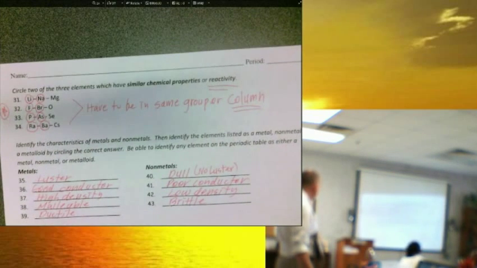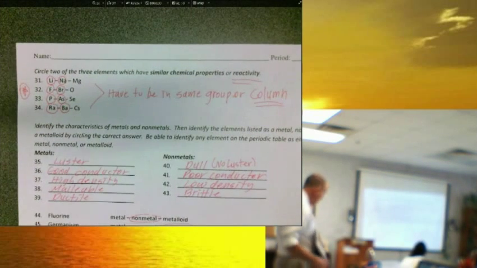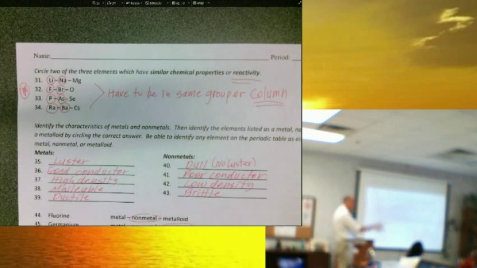Number 31 through 34, please notice I put a star next to it again. This is about reactivity. One of the most important things we should learn in this unit. Remember that reactivity has to do with the column, or the group, up and down. So you have to look for elements that are in the same column. On number 31, lithium, sodium, and magnesium, the ones that are in the same column are lithium and sodium. And therefore they have the same reactivity.